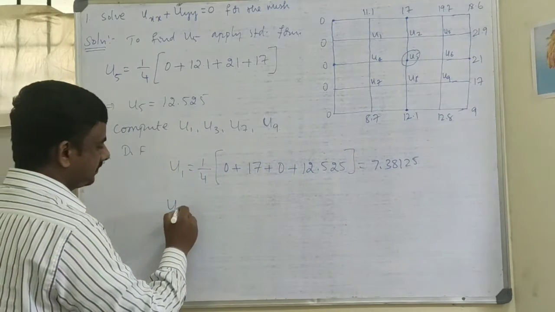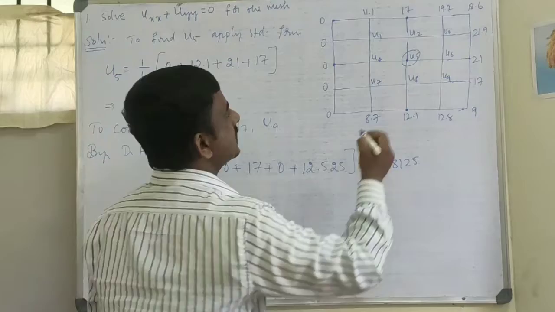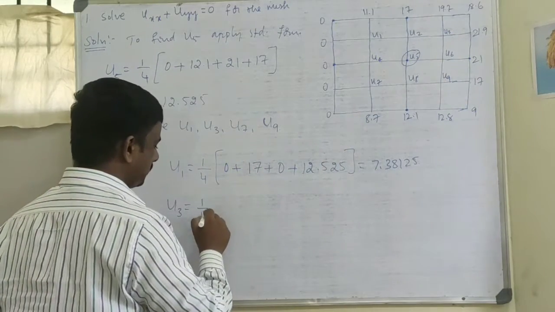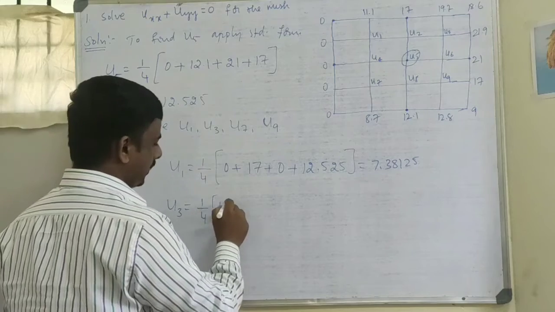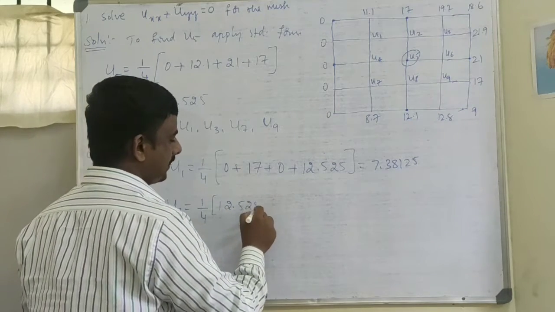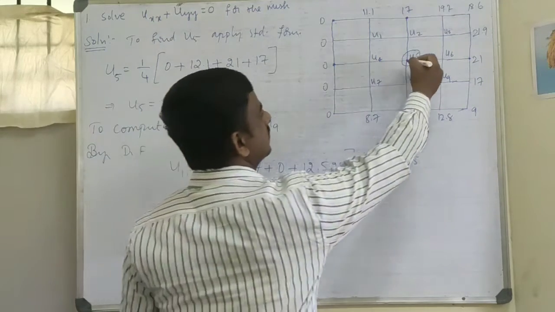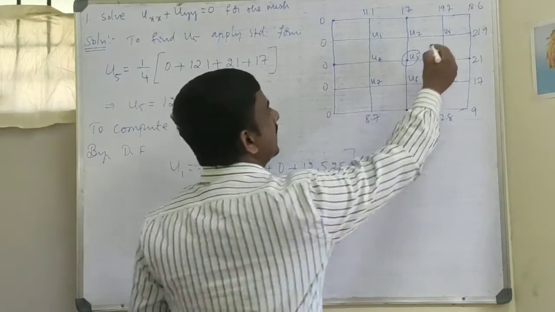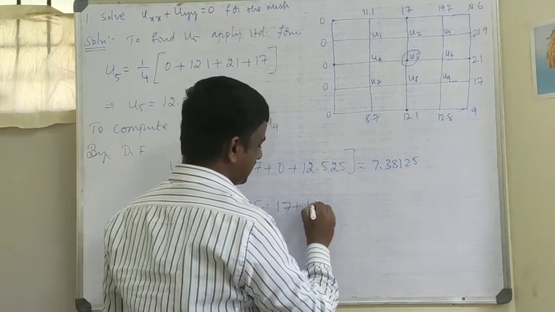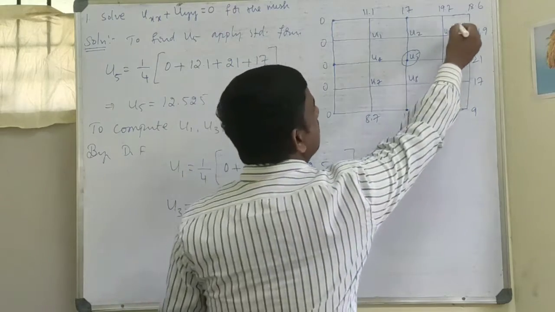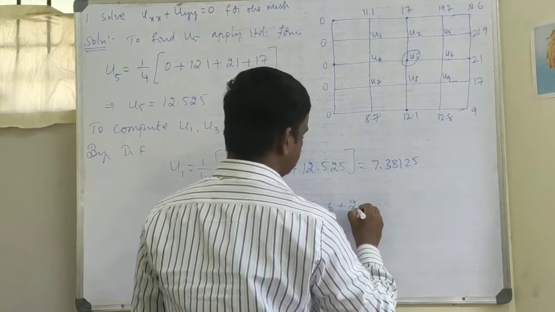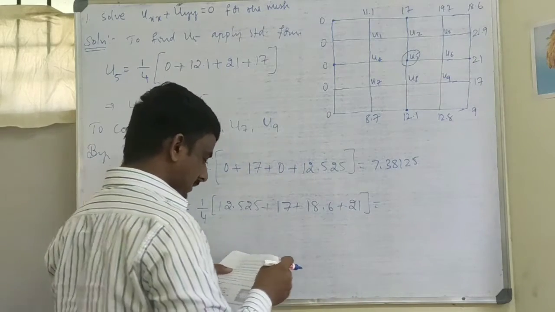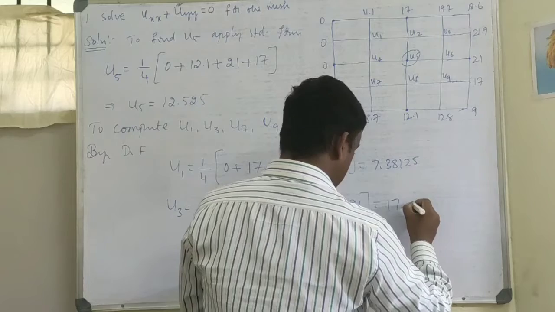u3 is 1 by 4 times of u5, that is 12.525, plus this one diagonal, another one 17, plus 18.6, plus 21. So u3 is 17.8125.